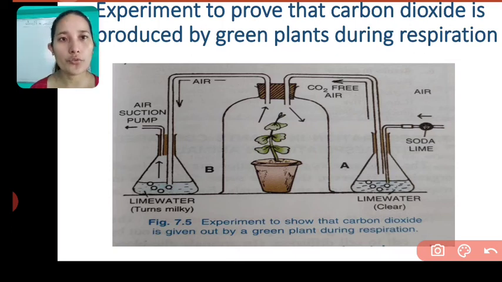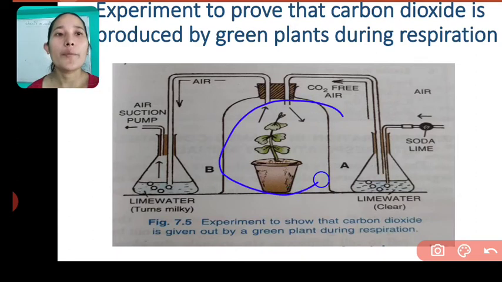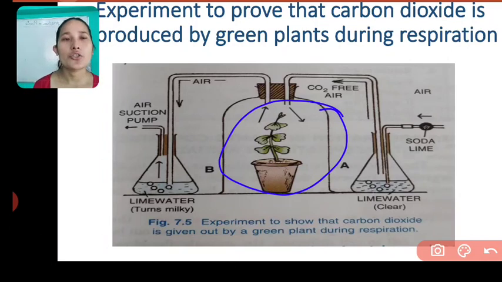Now what would you observe? The lime water in flask B would turn milky. Now what does that prove? That proves that carbon dioxide was produced by green plants. That's why the lime water in flask B is turning milky. So this proves that carbon dioxide is produced by green plants during respiration. These 3 experiments that we have been doing are similar, just that in this experiment they have used green plants instead of germinating seeds.